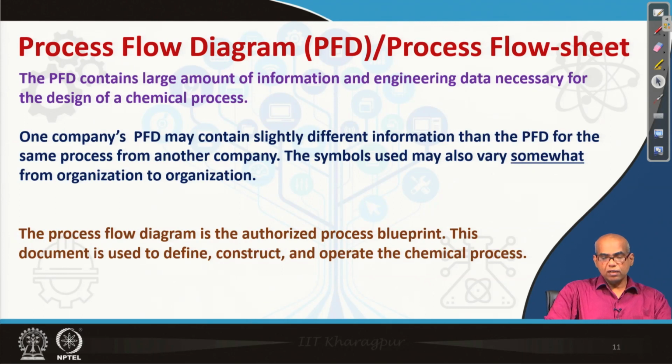The process flow diagram is the authorized process blueprint. This document is used to define, construct and operate the chemical process. It is also used for training purposes. It is also used for problem addressing whenever any such occasion arises in the plant.